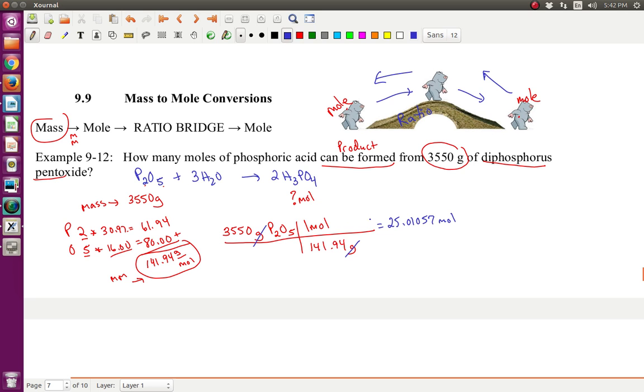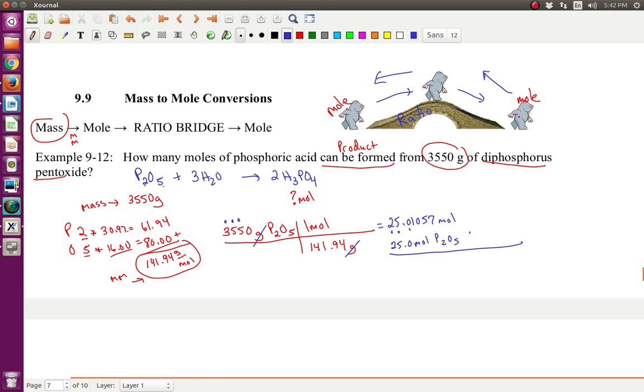All right, I calculated it out for you. It's 25.01057 moles. That's way more significant figures than I needed. If you were just stopping here and doing sig figs, I would need 3 sig figs, because this number has 3 sig figs. 1, 2, 3. So it'd be 25.0 moles. Okay, and that would be the moles of diphosphorus pentoxide.